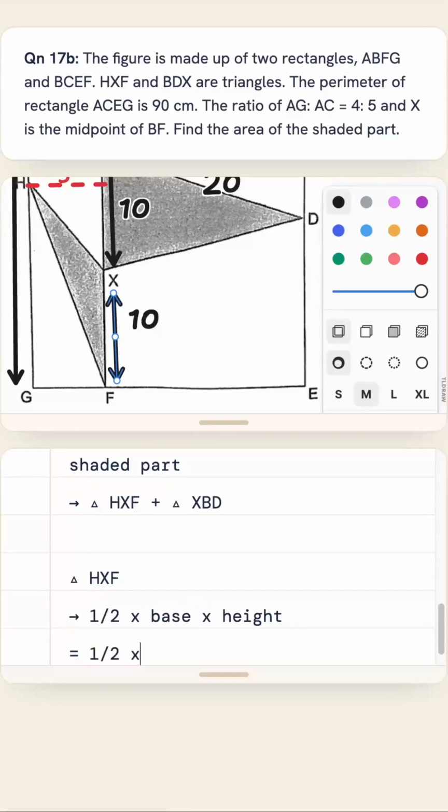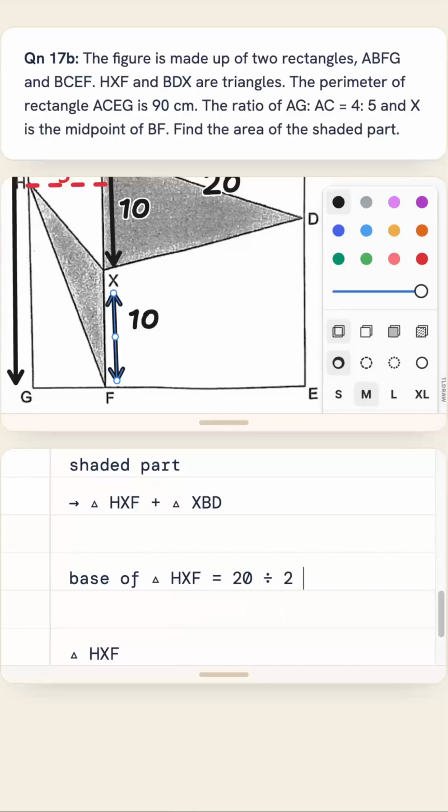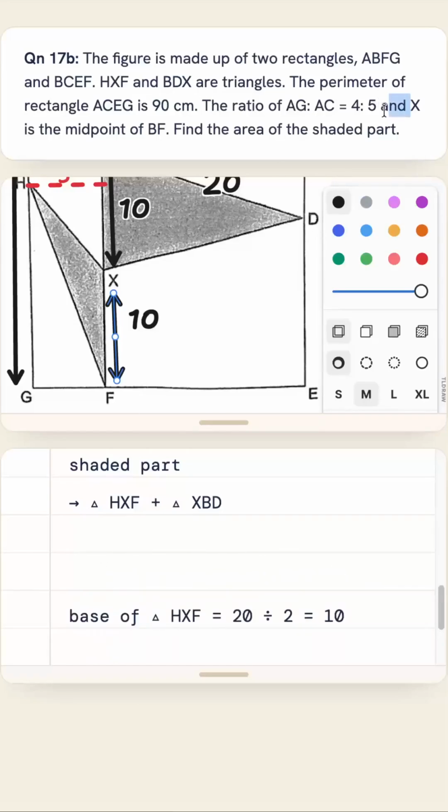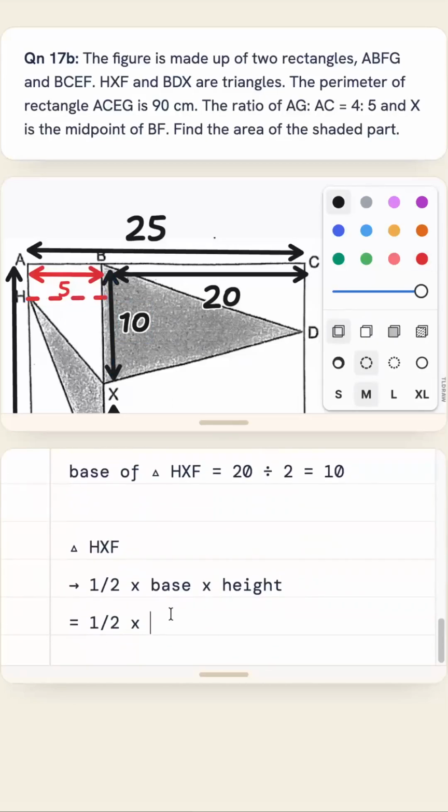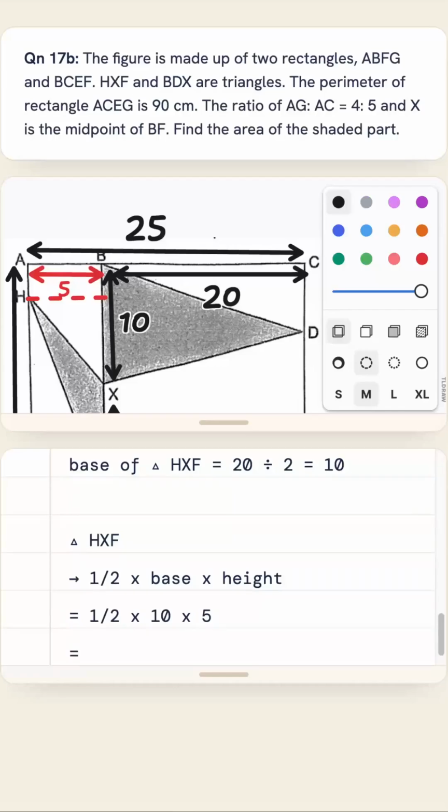So half times, in this case, the base of HXF is equal to 20 divided by 2, which is 10. Okay, because in this case, the question says X is the midpoint of BF. So then we can get the base of XF. And for the height itself, since this is a right angle, you can form a right angle triangle. And then we can just have base as 10, height as 5. So this will give us 25.